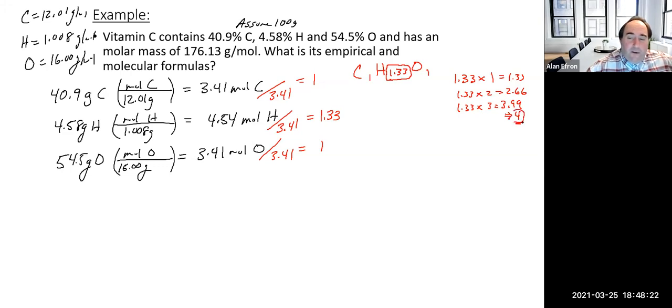So we will go with this factor of 3 to multiply our empirical formula by. And again, that 3 should yield us pretty much the simplest way to get to whole numbers. So if I take this and multiply everybody by 3, that gives me C3H4O3. And this would be my empirical formula. Question on that there?